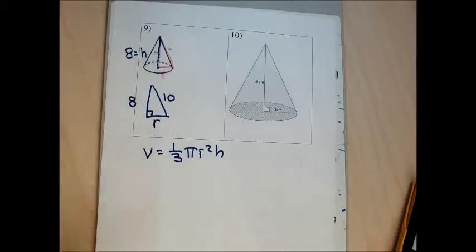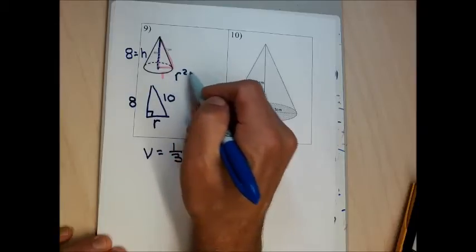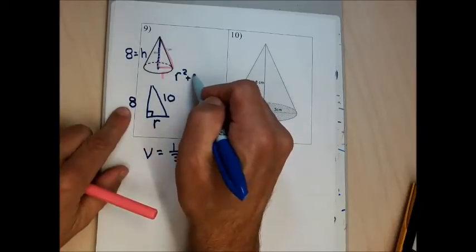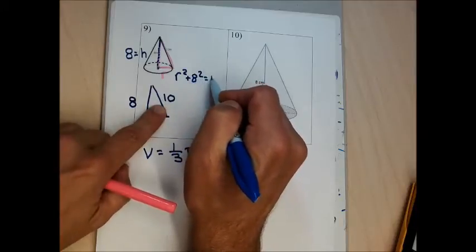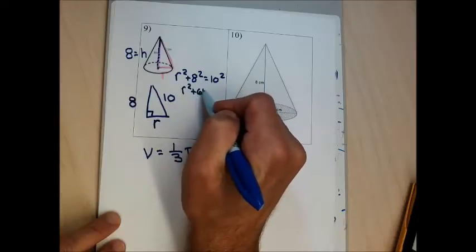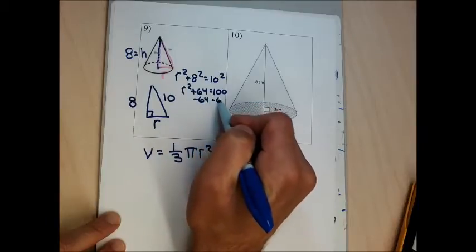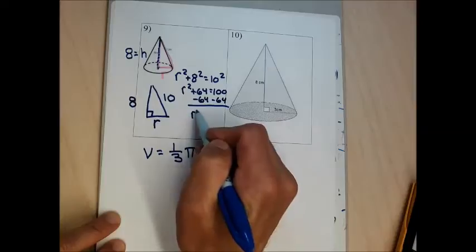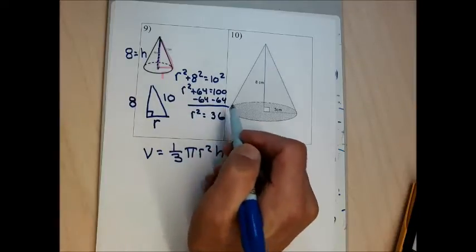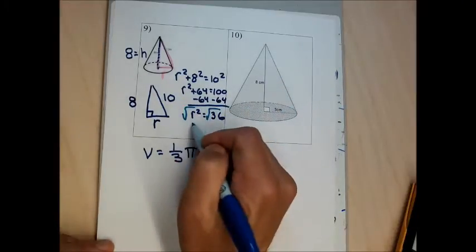So that pink triangle that I just sketched out, I brought it and drew it down here. I'm going to use the Pythagorean theorem, a squared plus b squared equals c squared, to figure out what the radius is. So I'm going to go r squared plus 8 squared equals 10 squared. This is going to give me r squared plus 64 equals 100. I'm going to minus 64 from both sides. It's going to give me r squared equals 36. And then I'm going to square root both sides, and I'm going to get r equal to 6.